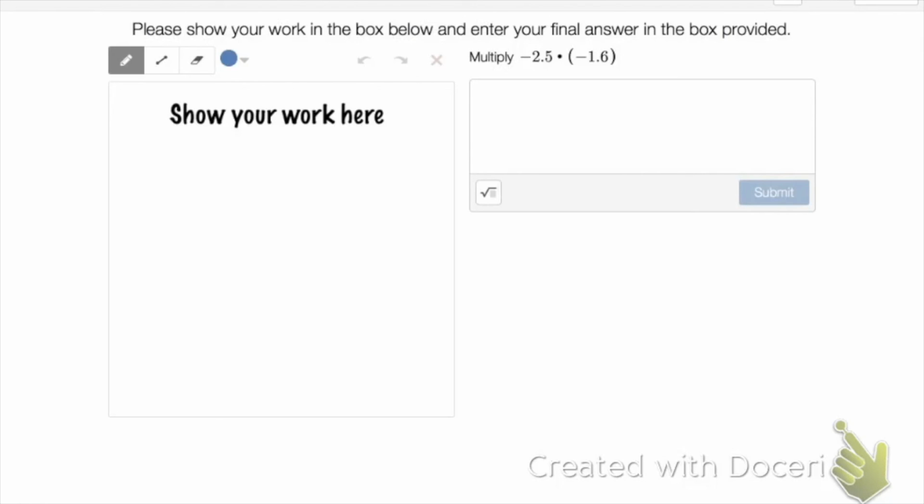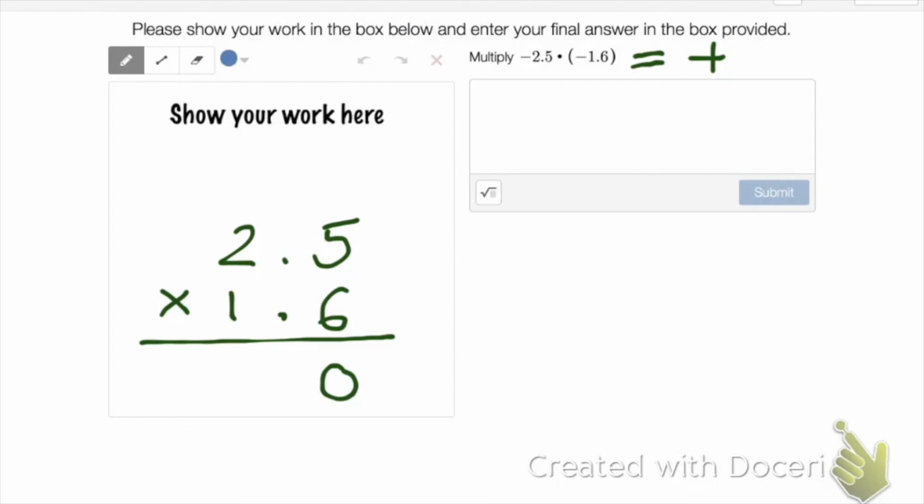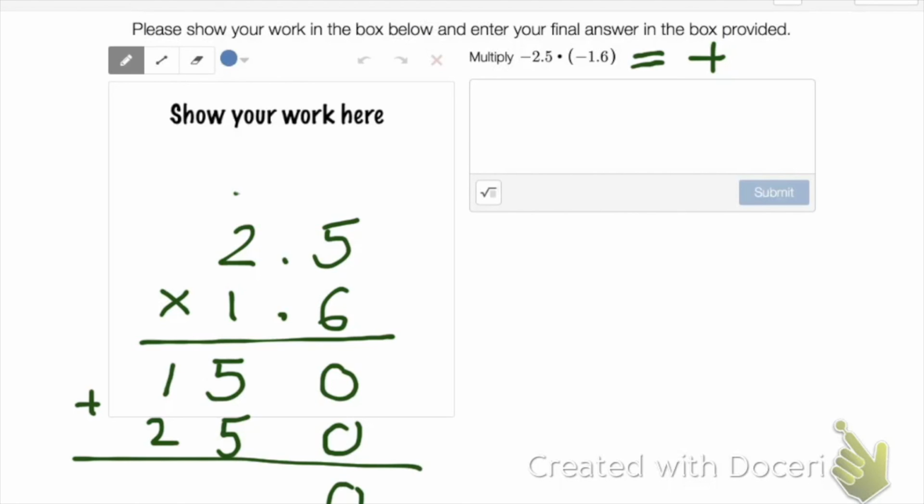So negative times negative, the answer will be a positive answer. So 2.5 times 1.6. 6 times 5 is 30. I write 0. I carry 3 over. 6 times 2 is 12 plus 3 is 15. I'm done with the first number, so I erase that. 1 times 5 is 5. 1 times 2 is 2. I put the extra 0 on the placeholder. 0 plus 0 is 0. 5 plus 5 is 10. Put 1 on top. 1 plus 1 is 2.